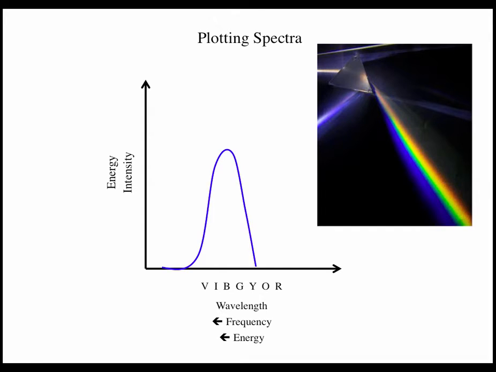So we would just draw a curve that shows that we have a little bit of violet light, a lot more indigo and blue light, quite a bit of green and yellow light, and then it rapidly dies away, so there's very little orange or red. This is how you would draw a spectrum, and this is how you would read a spectrum. There is very little light at the short wavelengths, very little light at the long wavelengths, and a lot of light at the blue and green wavelengths.